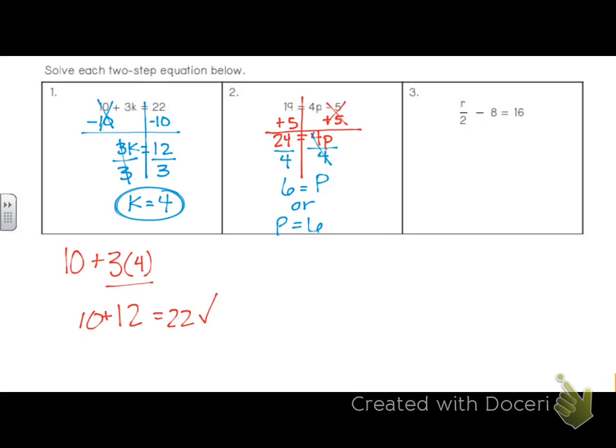Alright, number 3. Again, we're solving a two-step equation here, so I'm going to follow step 1. I'm going to do any addition or subtraction that I see being done to the variable. So here I see that I am subtracting 8. So to undo the subtracting 8, I'm going to add 8. To keep it balanced, I must do it to both sides of the equal sign. So these cancel and leaves me with r divided by 2. And then 16 plus 8 gives me 24.